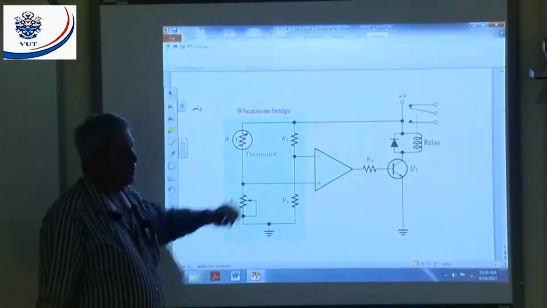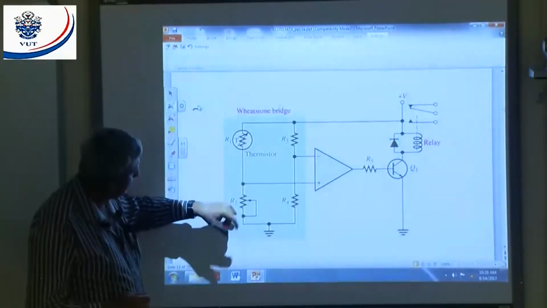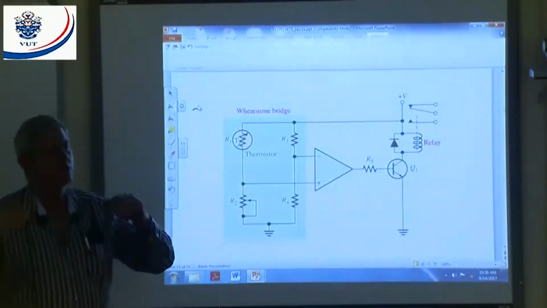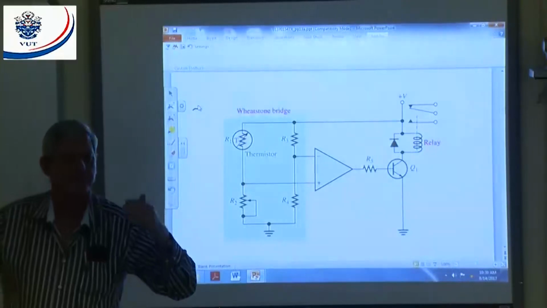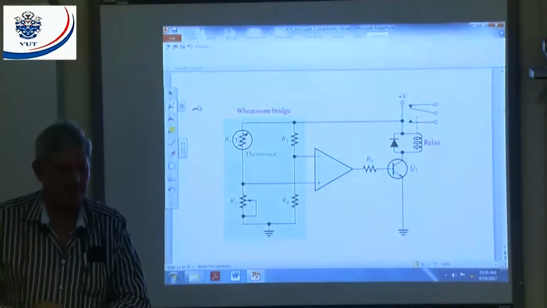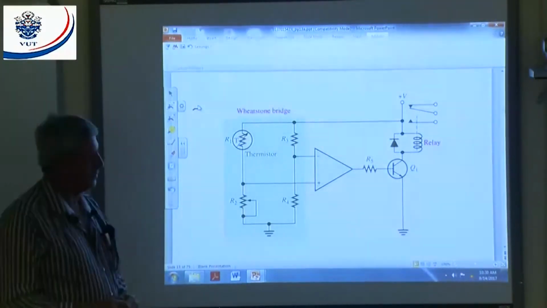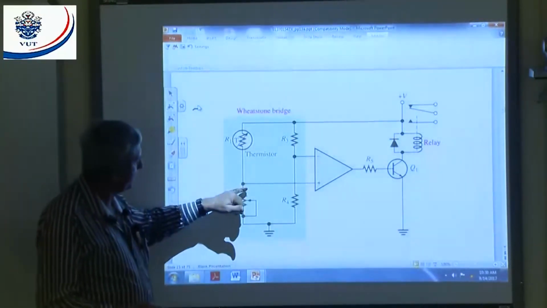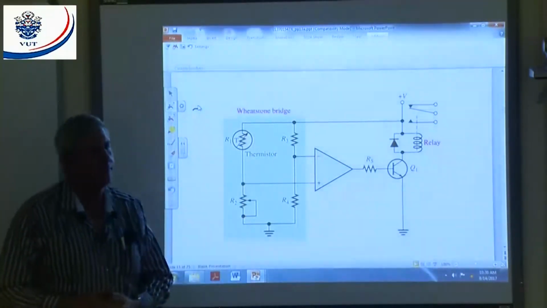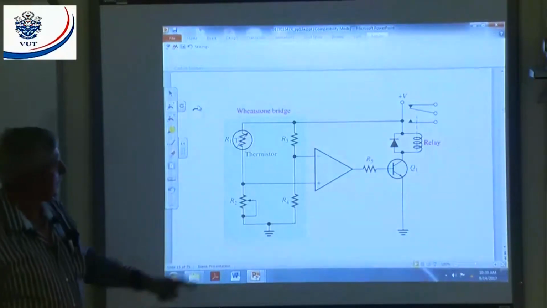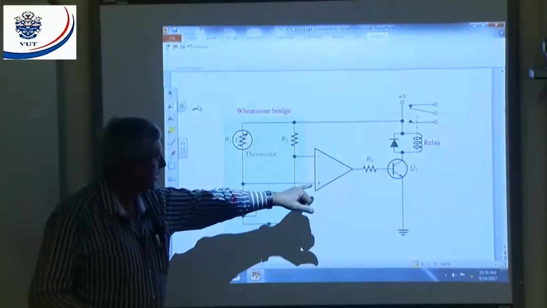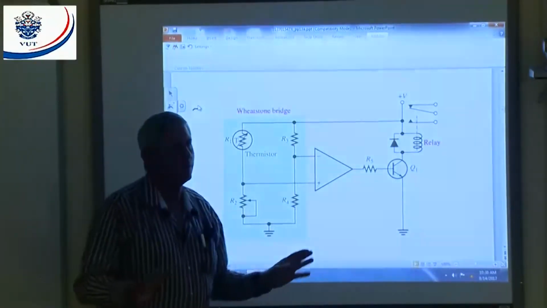Let's assume the voltage here, with a certain temperature I adjust, we want this thing to switch when my temperature reaches 100 degrees Celsius. Let's assume the voltage here is about 4.5 volts. If I have 4.5 volts there and 5 volts there, 4.5 volts with respect to 5 is negative. Negative at my non-inverting input will give me negative out. The transistor will be off.